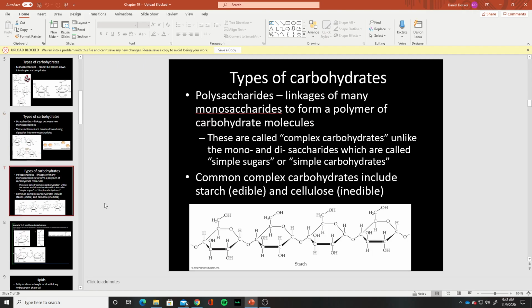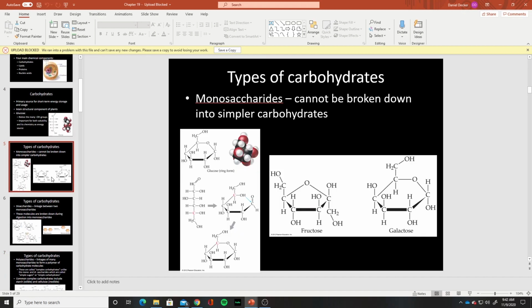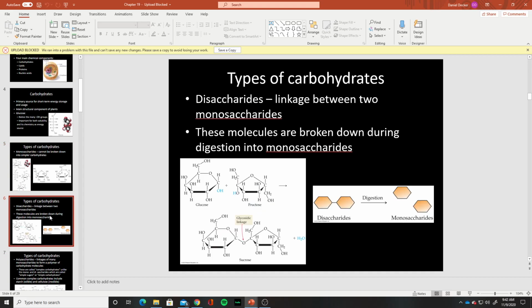So monosaccharides, those were just a single sugar molecule. Di had 2, and then poly has more than 2. So I expect you to be able to identify those 3. And remember, the easiest way to tell that it's a sugar is lots and lots of OH. If you got OH all over the place, it's probably a sugar molecule.